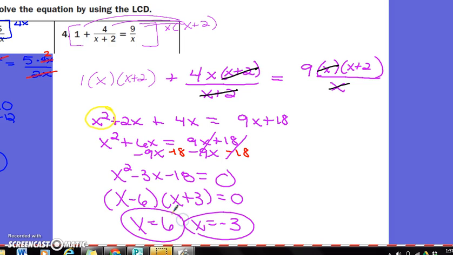Now don't forget to go back and check. If you put in a 6 or a 3, does the denominator give you a 0? In this case it does not. So these are solutions.